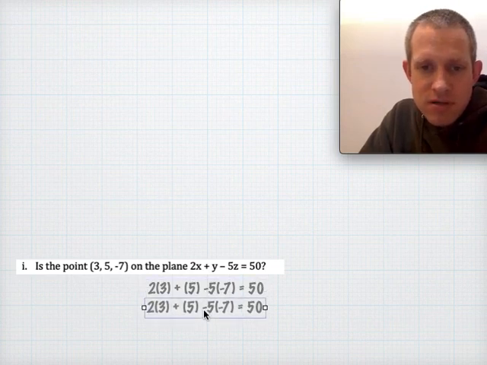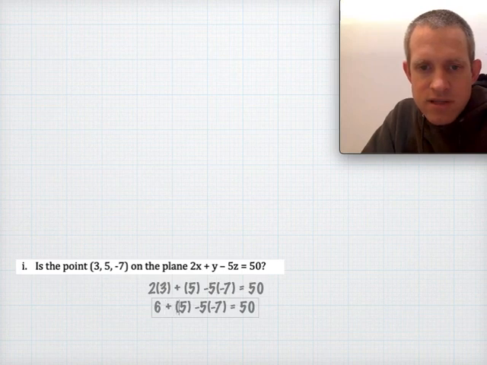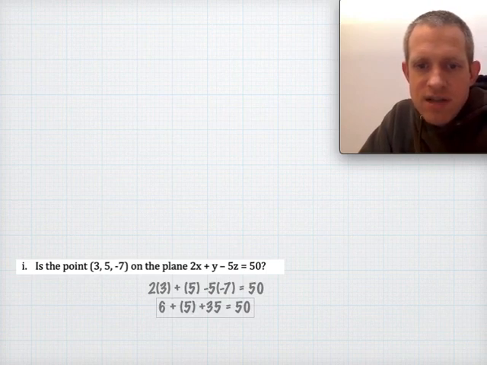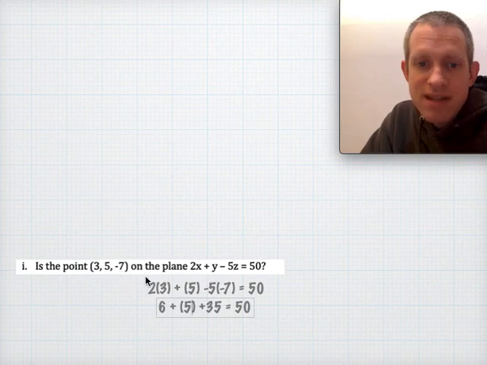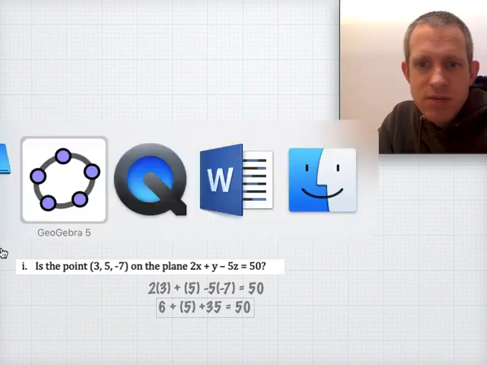So let's see here. 2 times 3 is 6. 6 plus 5, let's see, this turns out to be a plus 35. And so 6 and 5 is 11, plus 35 more is 46. 46 is not 50, although it's close. And so what that means is that the point 3, 5, negative 7, while it's not on the plane, is relatively close. So let's see that a moment.